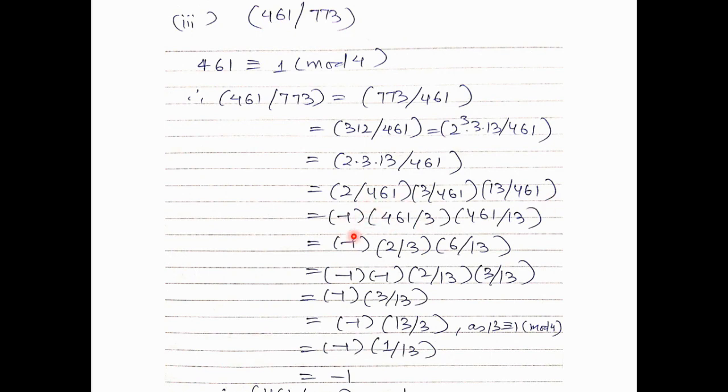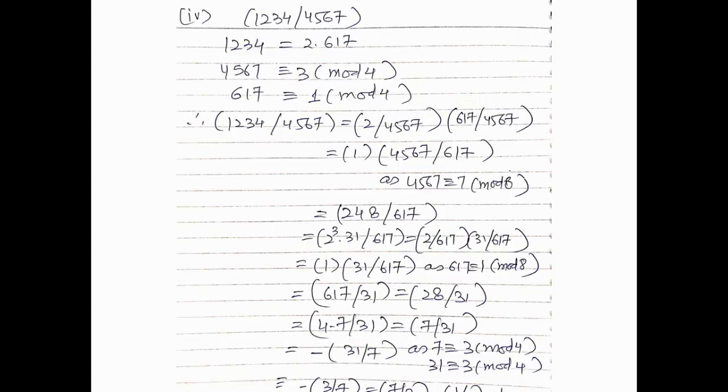Now this 2 upon 461 is minus 1. This can be written as 461 upon 3. This can be written as 461 upon 13. So then this is congruent to 2 under modulo 3. This is congruent to 6 modulo 13. So this is minus 1 into minus 1 into 2 upon 13 into 6 into 3 upon 13. So this is minus 1 into 3 upon 13, and this is equal to minus 1 into 13 upon 3, as 13 is congruent to 1 modulo 4. So therefore this is minus 1 into 1 upon 13 and this is minus 1. So therefore 461 upon 773 has value minus 1.